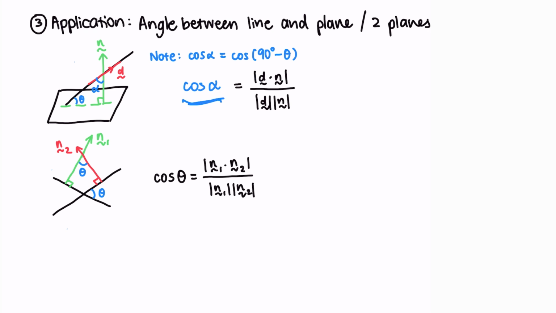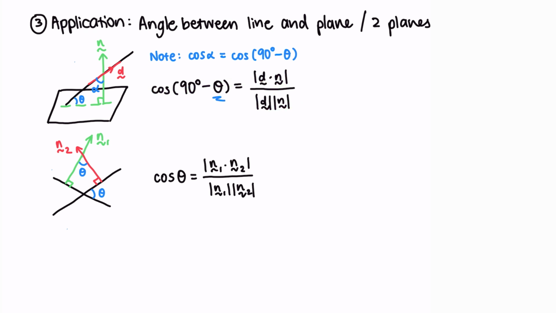Now how does cosine alpha relate to theta, which is the actual angle between this line and the plane over here? If you see this already, cosine alpha is just equal to cosine of (90 degrees minus theta). Why is this so? If you look at this triangle over here that I've drawn, cosine of alpha is just cosine of (90 degrees minus theta). And hence, cosine of (90 degrees minus theta) will just give you this.